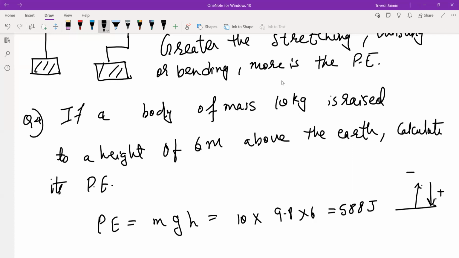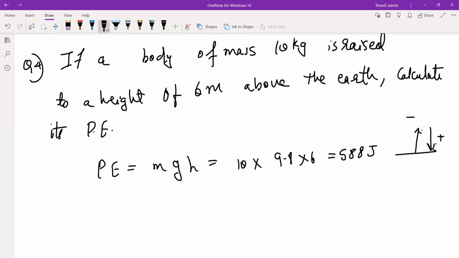Okay, next question: kinetic energy of an object is proportional to option A velocity, option B its weight, option C momentum, option D square of its velocity. Square of its velocity, right? Because we are writing half mv square. Okay, try this question. I find this question good. It's easy only.